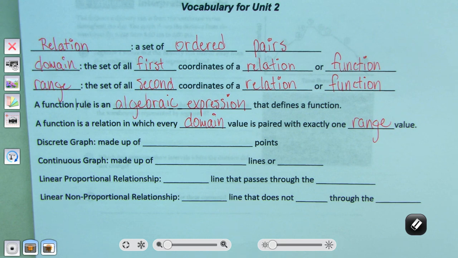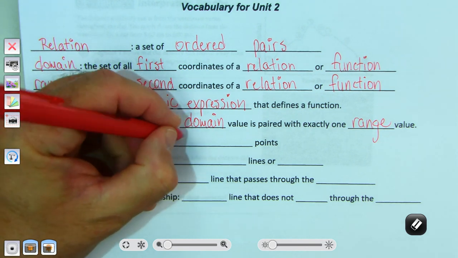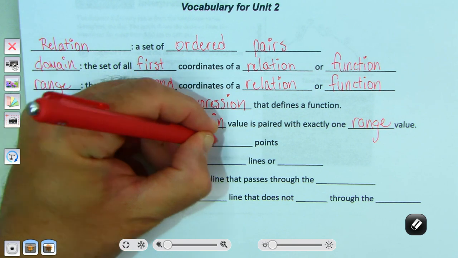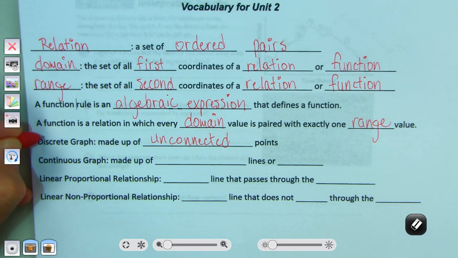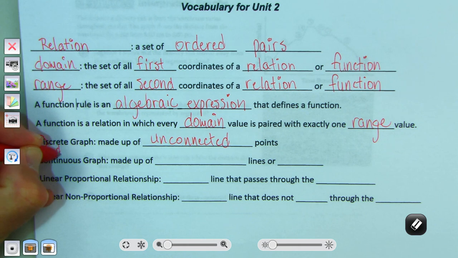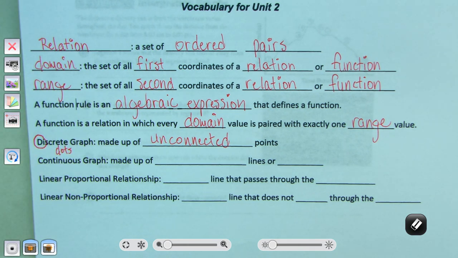Now, when looking at graphs, we're going to be talking about a couple different types of graphs. For example, one type of graph is called a discrete graph. And it's made up of unconnected points. It's going to be very easy to recognize because those unconnected points will look just like dots in the coordinate plane. And that's a discrete graph. Maybe it's helpful to remember that discrete begins with a D, the same letter that begins the word dots. Maybe that helps you.